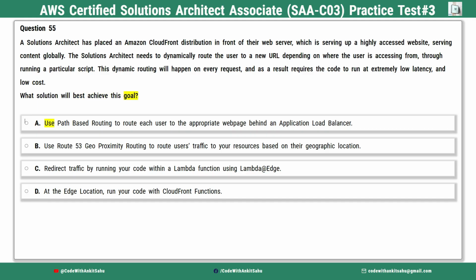Option A. Use path-based routing to route each user to the appropriate web page behind an application load balancer. Option B. Use Route 53 geo-proximity routing to route users' traffic to your resources based on their geographic location. Option C. Redirect traffic by running your code within a Lambda function using Lambda@Edge. Option D. At the edge location, run your code with CloudFront Functions.